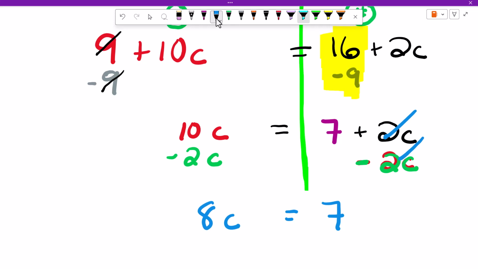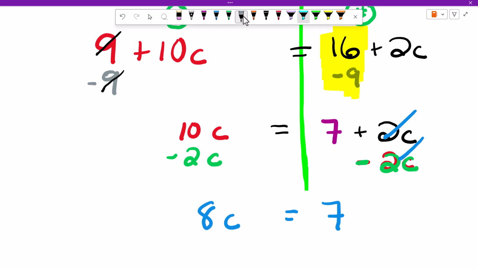Okay. All right. So we're not done. It's a lot more work, right? You gotta keep the goal in mind. The goal is to have the letter by itself, right? Now this side only has letters. This side's just all constants, right? Cover up this side. How do we get rid of that 8? Divide. Divide 8.